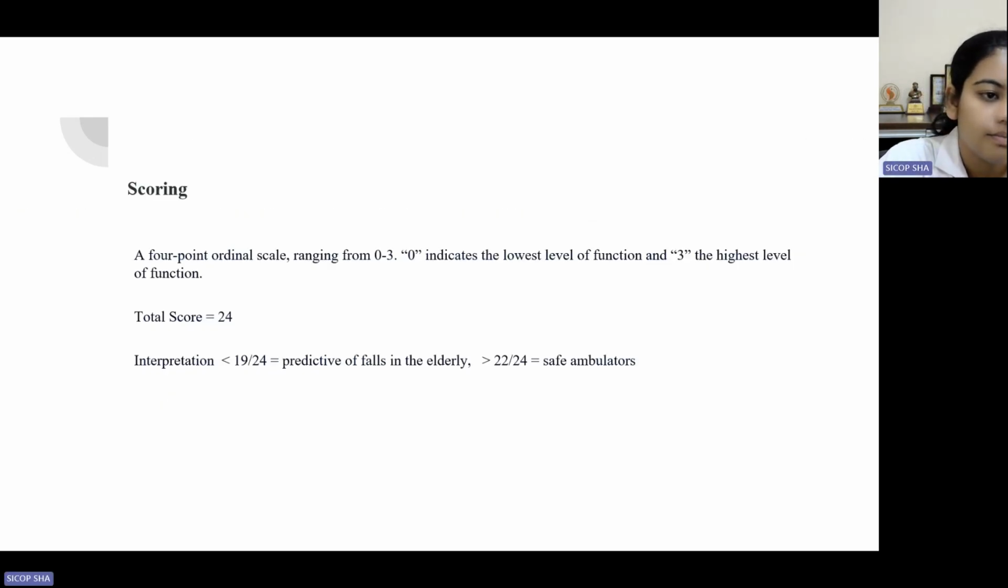Last is scoring. It is a 4-point ordinal scale ranging from 0 to 3. 0 indicates the lowest level of function, while 3 the highest level of function. The total score is 24. The interpretation is that less than 19 is predictive of falls in elderly, while more than 22 is safe ambulators.